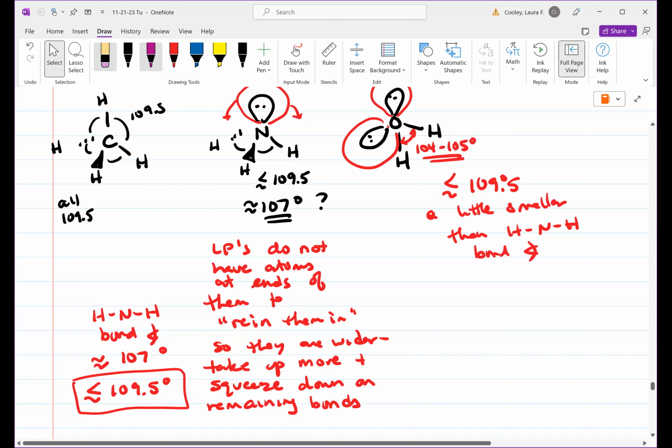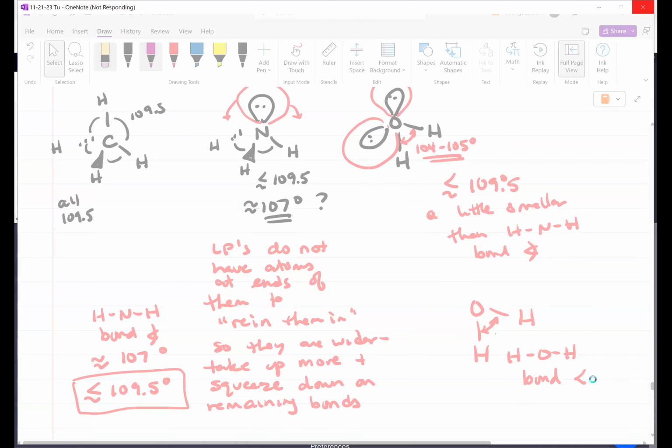And about bond angles, what you need to know is that a bond angle is the angle between 2 bonds. So this we would call the HOH bond angle. Okay.